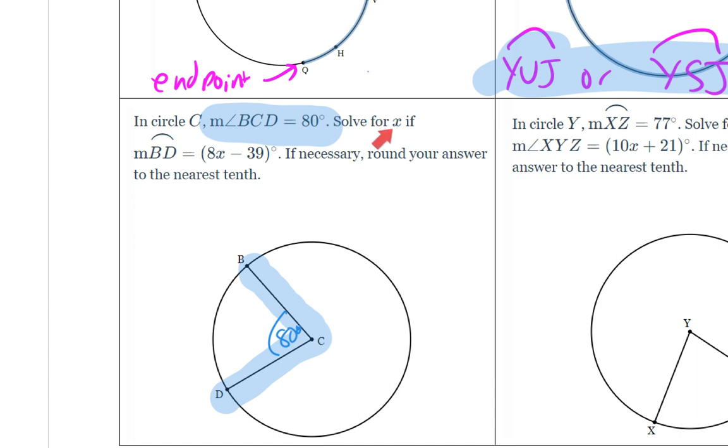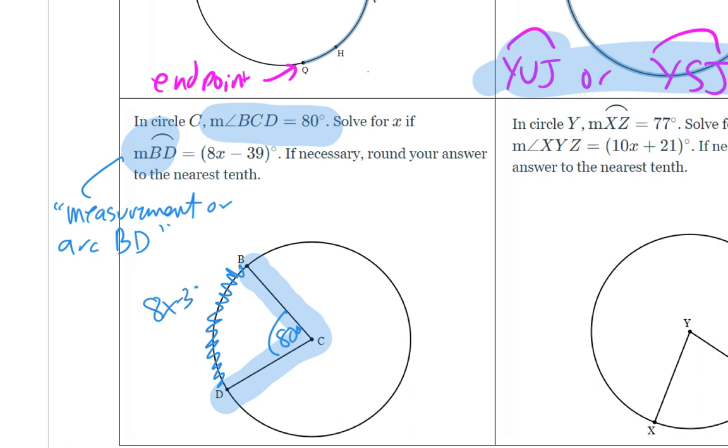So it says solve for x if the measurement of arc BD is equal to that many degrees. So we could say this arc right over here, which is BD, is equal to 8x minus 39 degrees. We would say that that's how much that is.